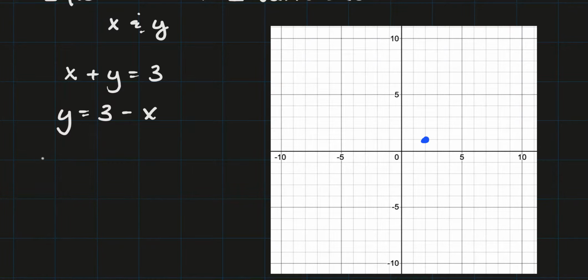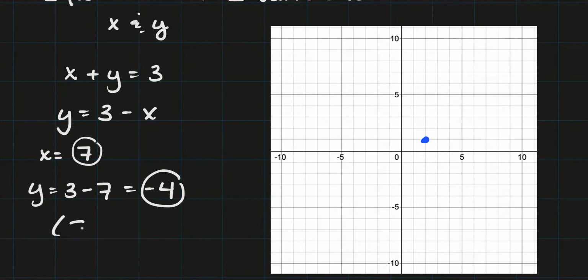So maybe x is equal to, let's say 7. What do we get for y? Well, if x is 7, y is 3 minus 7, which is negative 4. So that tells us when x is 7, y is negative 4, and we have this point. So let's graph this point, 7, negative 4. So here's 5, 6, 7, and we go down 4. That's another point on the line.